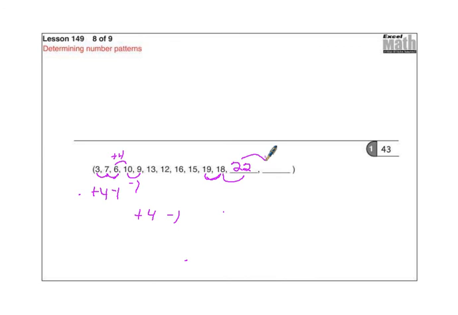And what am I going to do for the next step? -1, which is 21. And when you add 22 and 21 together, of course, you get 43.